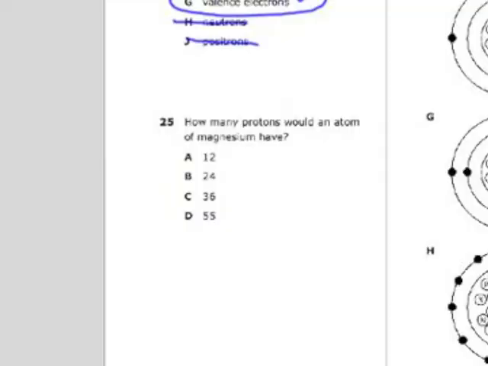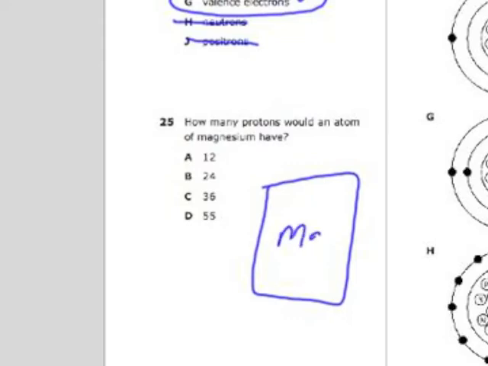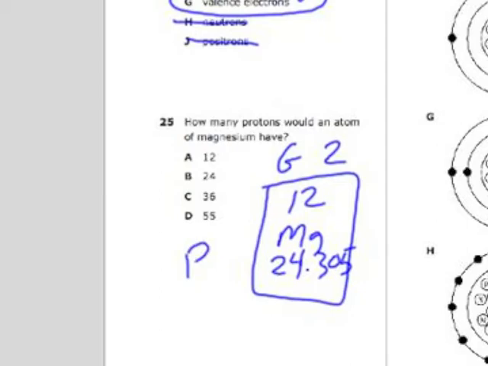Okay, 25. How many protons would an atom of magnesium have? Okay, here's magnesium. Magnesium is Mg, and it has 12 here, and it has 24.305, and it's in group 2, period 2. How many protons would an atom of magnesium have? 12, that number right there.